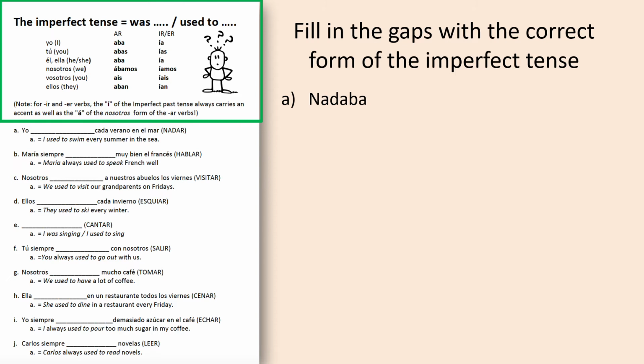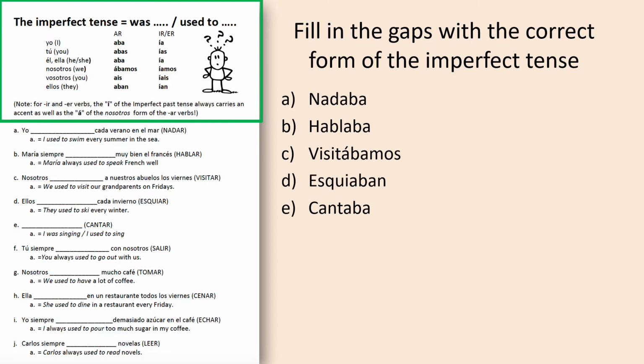Okay, so hopefully we have our answers ready to go. For B, Maria always used to speak French well. Hablaba, because we remove AR and we add aba. C, nosotros, we used to visit our grandparents on Fridays. Visitábamos. D, we were talking about they, esquiaban. They used to ski every winter. Cantar, I was singing or I used to sing. Cantaba. Tú siempre, something con nosotros. Salías, because it's tú, it's singular, you singular, not plural. G, nosotros tomábamos, we used to have a lot of coffee.